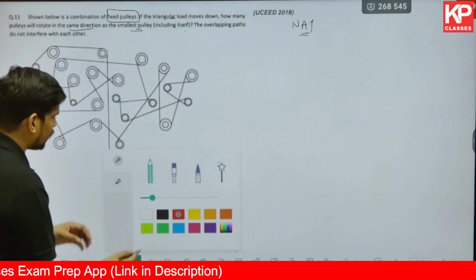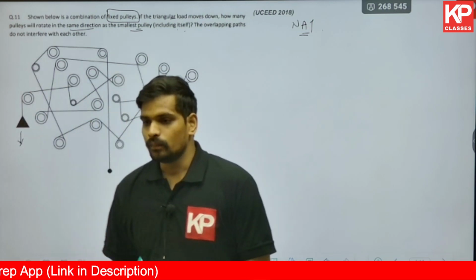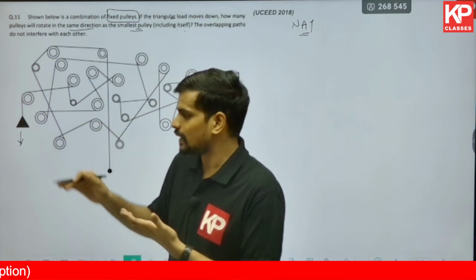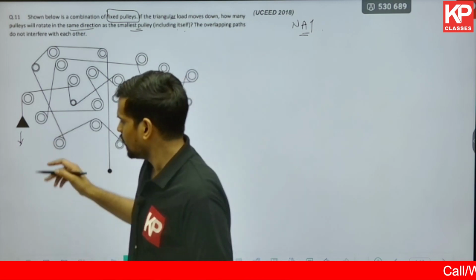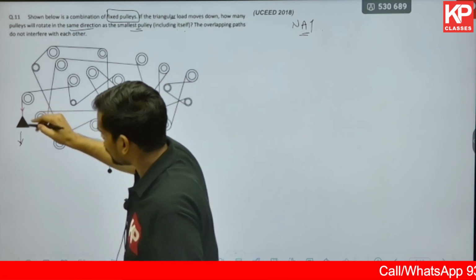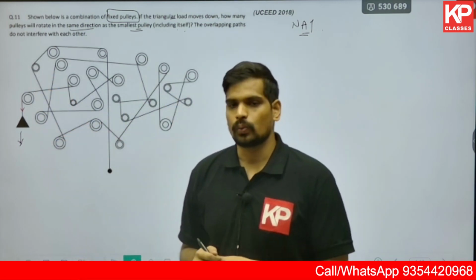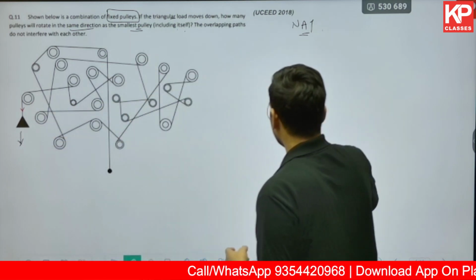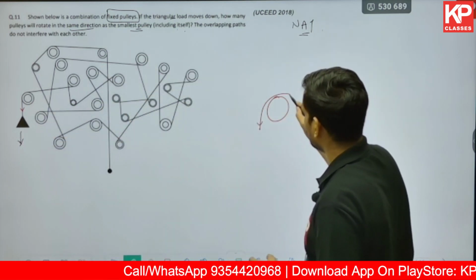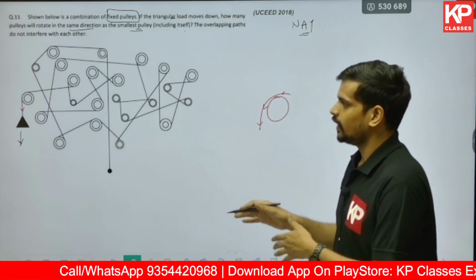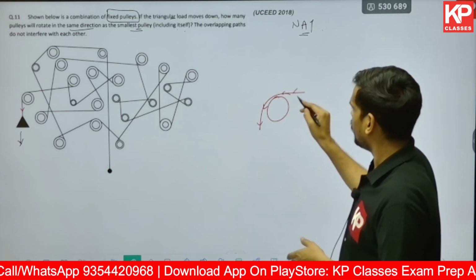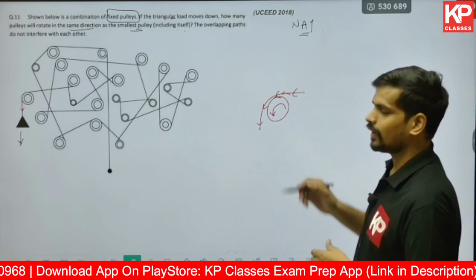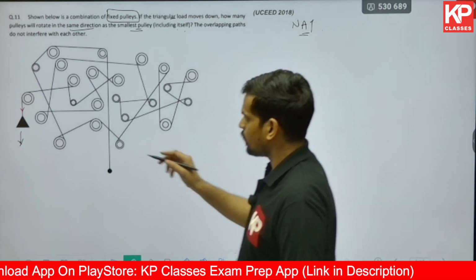I'll change the color so that we can identify the letters clearly. So let us start from the load itself, because that's where we have a known movement. The known movement is the downward direction. This rope has to move in the downward direction. So look at this last pulley over here. The pulley is over here and the rope is moving in this direction, right? It is moving in the downward direction. So the rotation which you see in the pulley has to be an anti-clockwise rotation. So let me mark that over here.